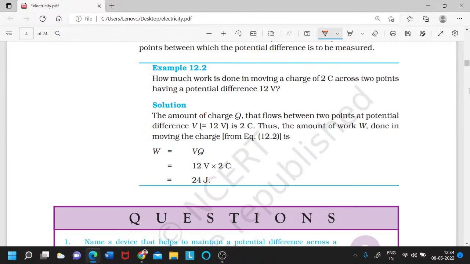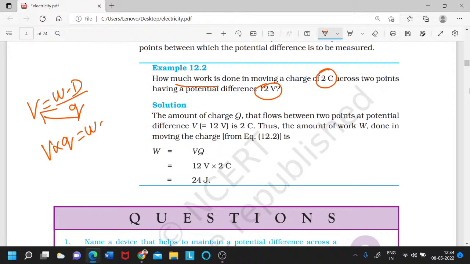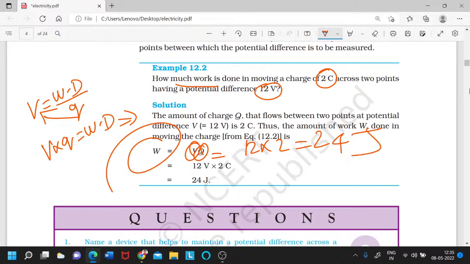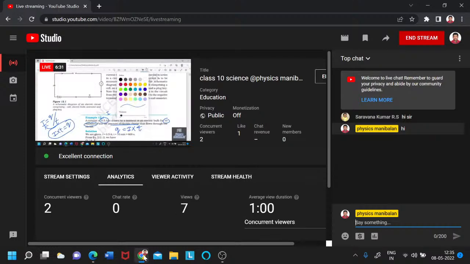Question number 2. Charge is given as 2 coulombs. Voltage is given as 12 volt. They asked about the work done. Voltage is equal to work done by charge. Taking charge to that side, voltage into charge is equal to work done. Voltage is 12, charge is 2. 12 into 2 is 24. We are finding the work done only. The unit will be joules. Next.